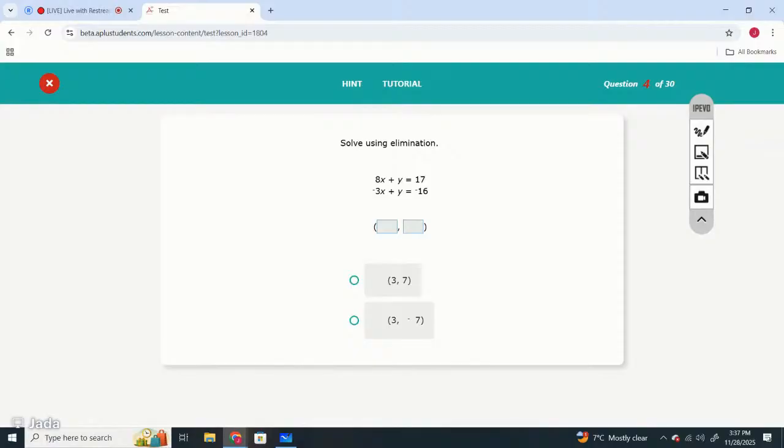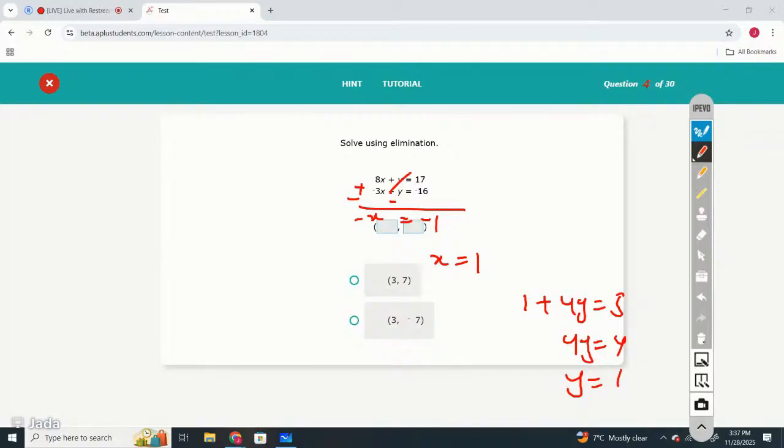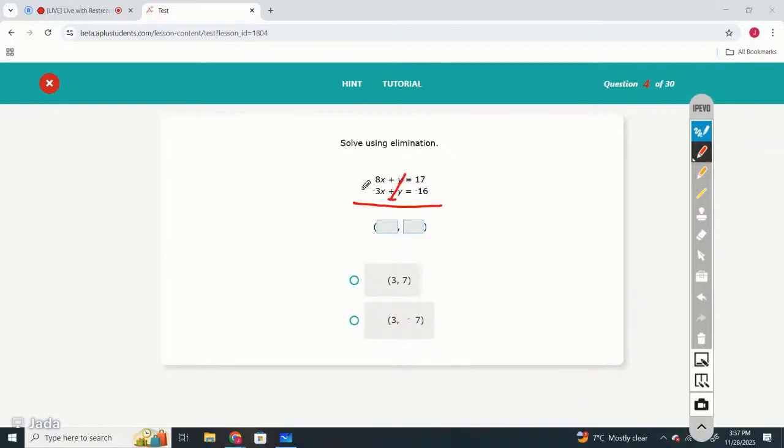Solve using elimination. 8x plus y equals 17 and negative 3x plus y equals negative 16. So subtract both the equations. When subtracted, y would be eliminated. 8 plus 3 is 11, and 17 plus 16 is 33. So x is equal to 3.